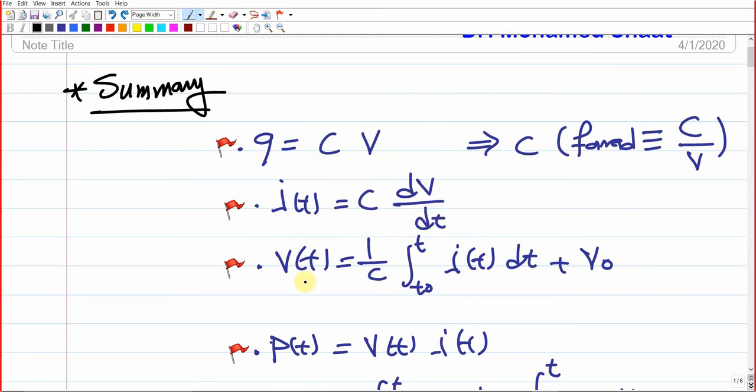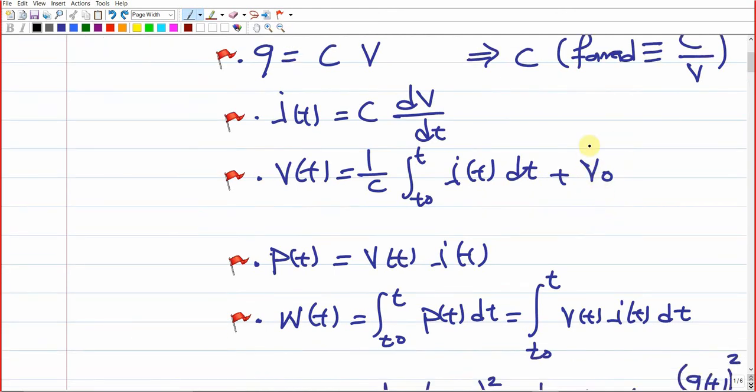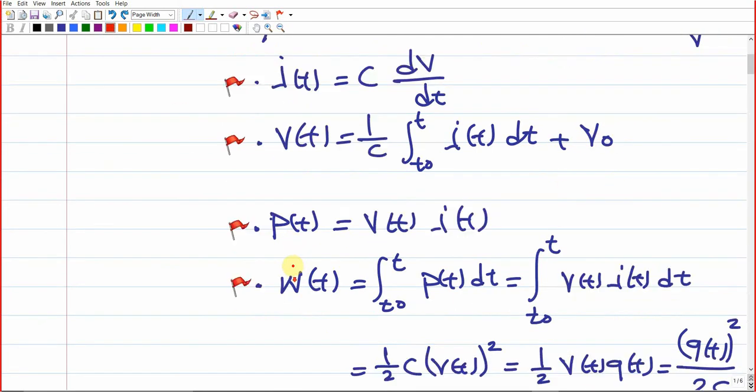The voltage should be the 1 over C integration of the current dV plus V0, which is the initial voltage stored. This is like initial stored energy inside the capacitor. And in many cases, we're going to assume that this term is zero.